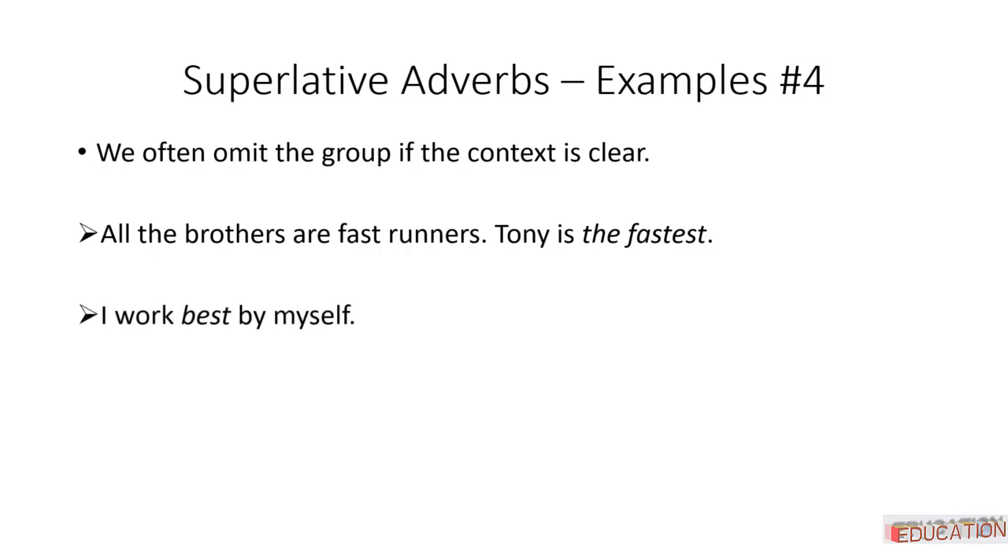Now, the other way in which we omit the group is when we're comparing the same thing over various different situations or times. So if we were to say, I work best by myself, I'm comparing myself to other times when other people are around. And here again, in the first example, we had Tony is the fastest of a group, but I work best by myself. So there's no the in these cases.